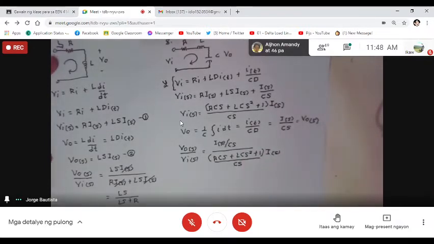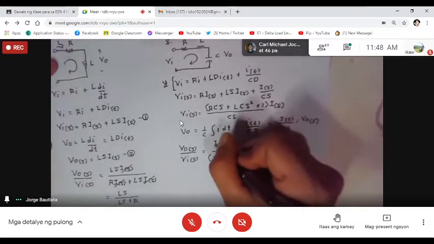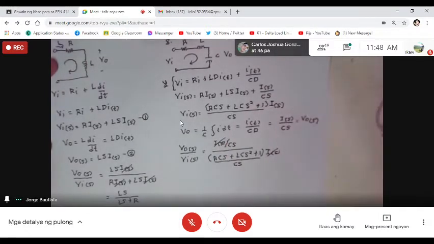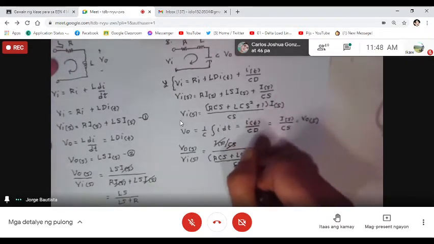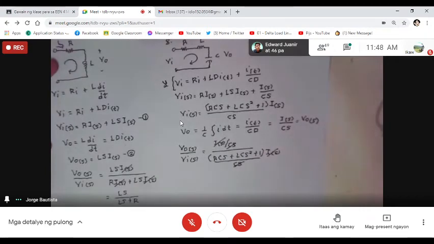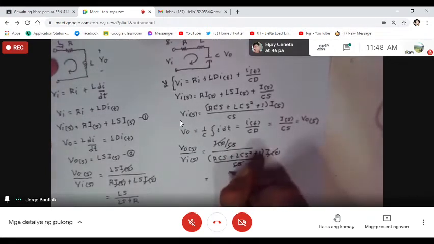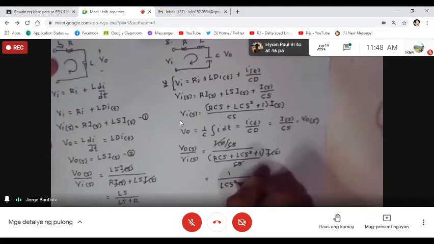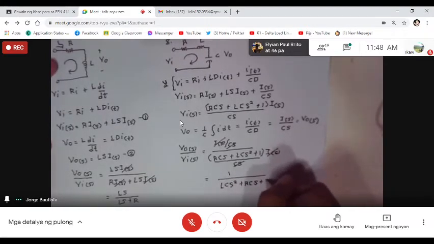Okay? So, ano ba magkakancel dyan? So, magkakancel dyan yung I sub S at yung I sub S. Okay? Therefore, ang transfer function niyan ay 1 over LCS squared plus RCS plus 1.